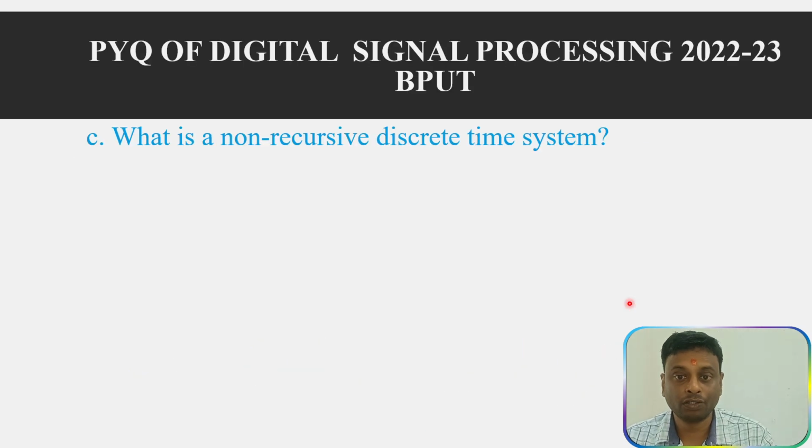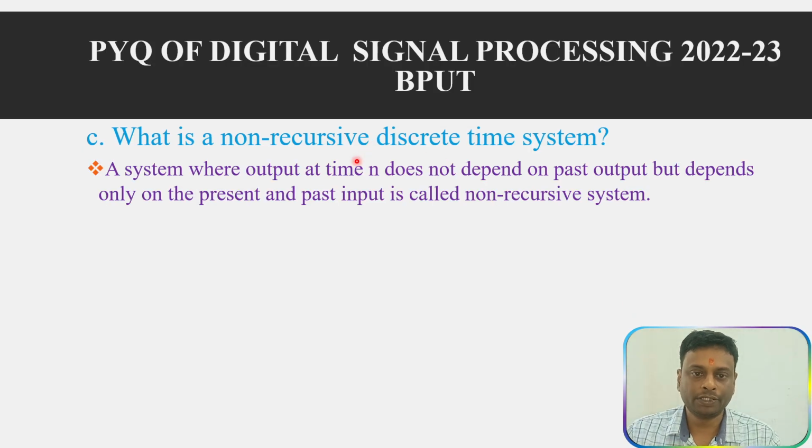Okay, so our third question is: what are non-recursive discrete time systems? A system whose output at any time n does not depend on the past output. It does not depend upon the past output, but depends on present and past input values. That is called a non-recursive system.